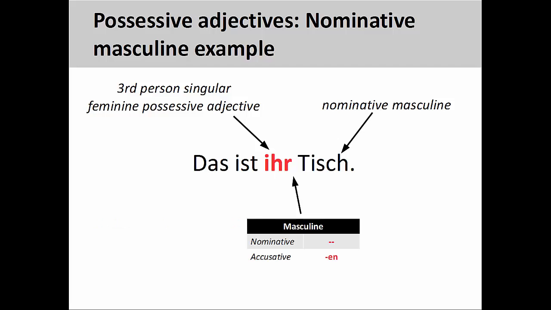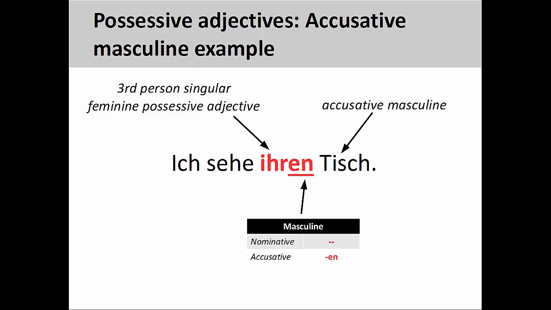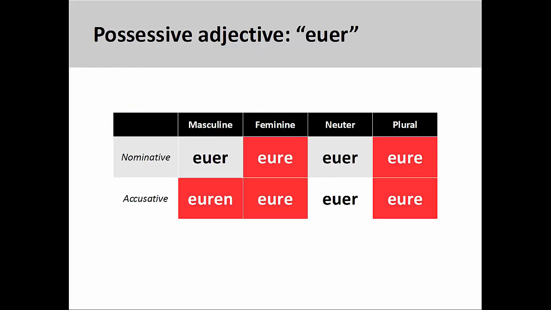But since the masculine noun Tisch is still in the nominative case, the ending of the possessive adjective must also be masculine nominative. And when the masculine noun is in the accusative, the ending for the possessive adjective must also be masculine accusative. Finally, as you see on this screen, it is important to note that the second-person plural possessive adjective euer has some unusual forms in the nominative and accusative.